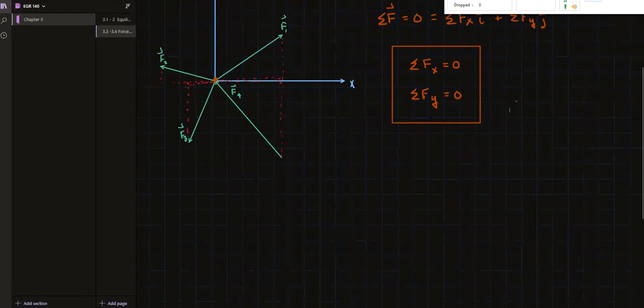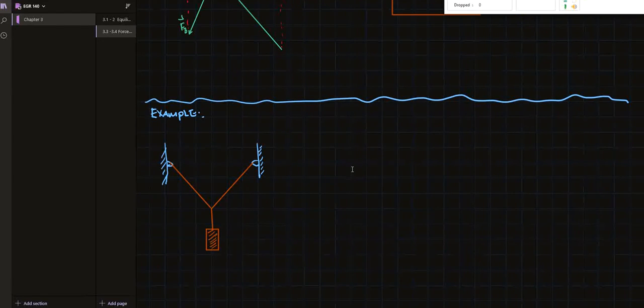Let's look at an example. Okay, so I have a mass suspended from 2 points. Let's call this point A and this point C. They come together at this point B. And we could say this attaches to the mass here, D, if we wanted to.